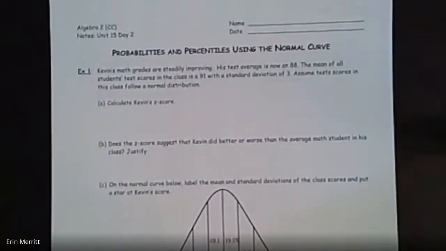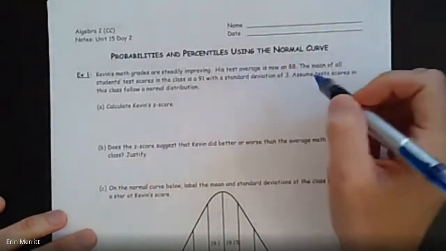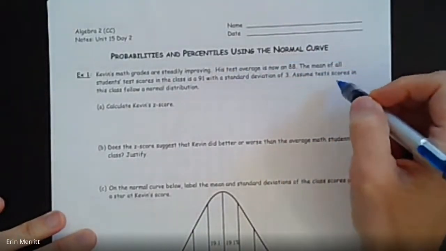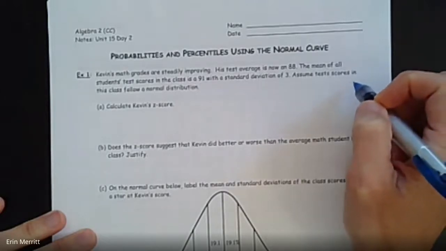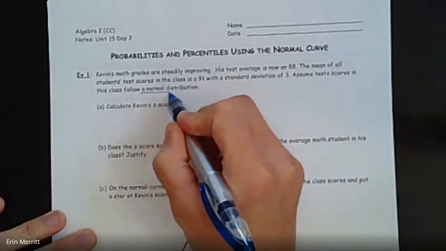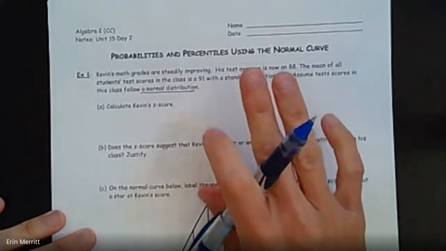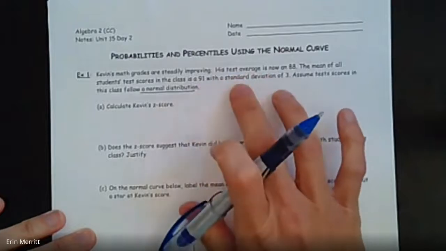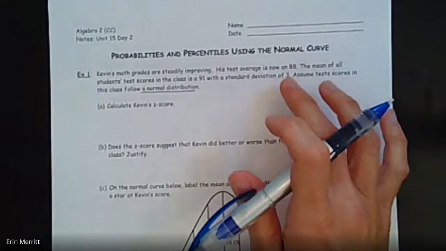So this first part here is saying Kevin's math grades are steadily improving. His test average is now an 88. Yay, Kevin. The mean of all students' test scores in the class is 91, standard deviation of 3. It says assume test scores in the class follow a normal distribution. That's actually something that's pretty important. You can't assume something's normally distributed, so any question with it should always say it follows a normal distribution, all right? Or maybe it's going to ask you about it, but otherwise it should tell you, all right?